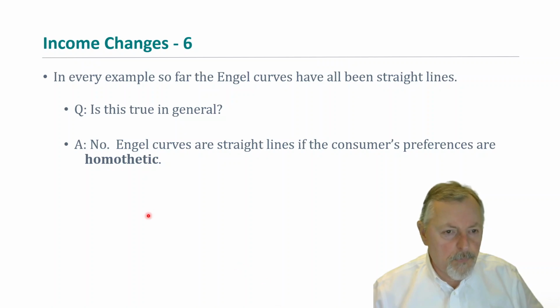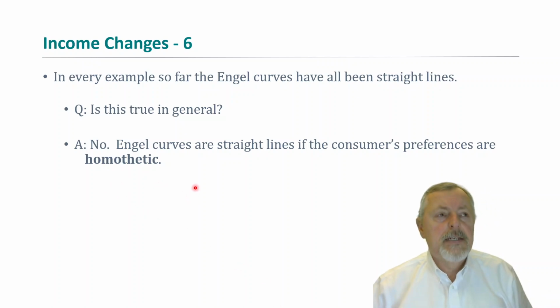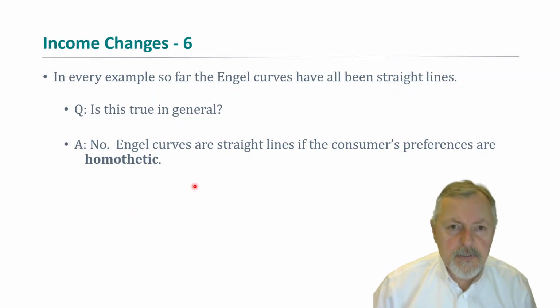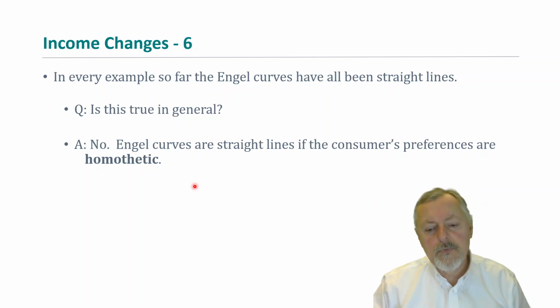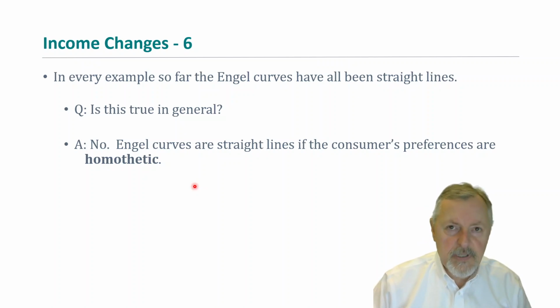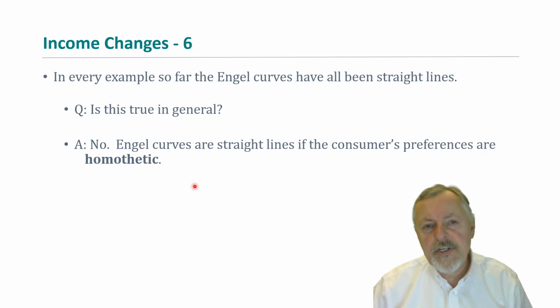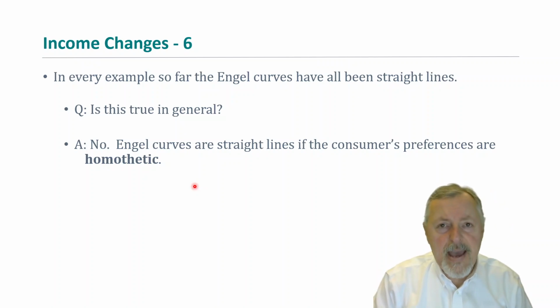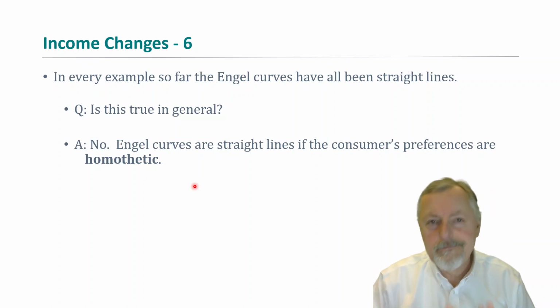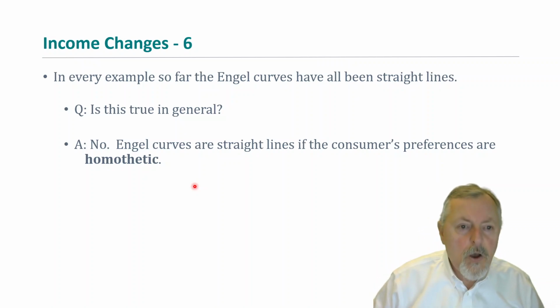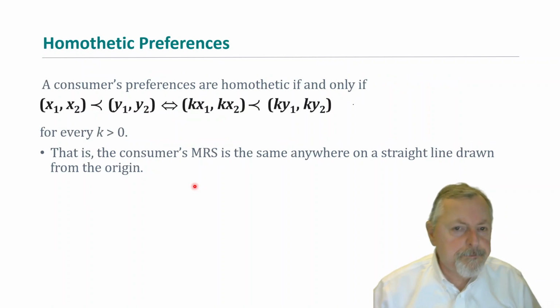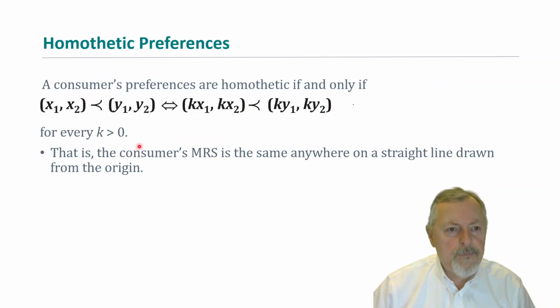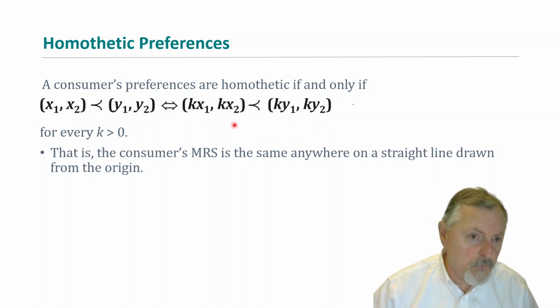The new word for you, homothetic. Technically, homothetic preferences mean the utility function that expresses them is homogeneous of degree 1. If that makes sense to you mathematically, fine. If not, don't fret. Homothetic preferences satisfy this condition.